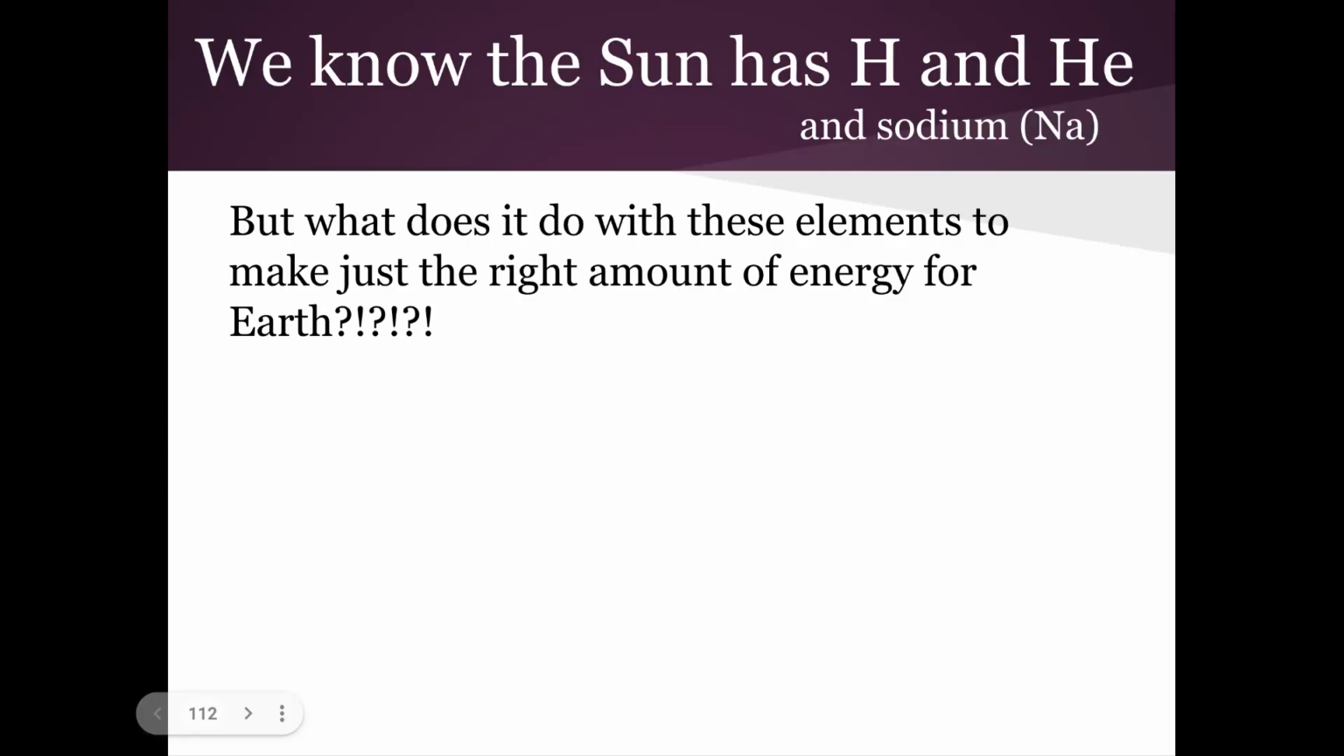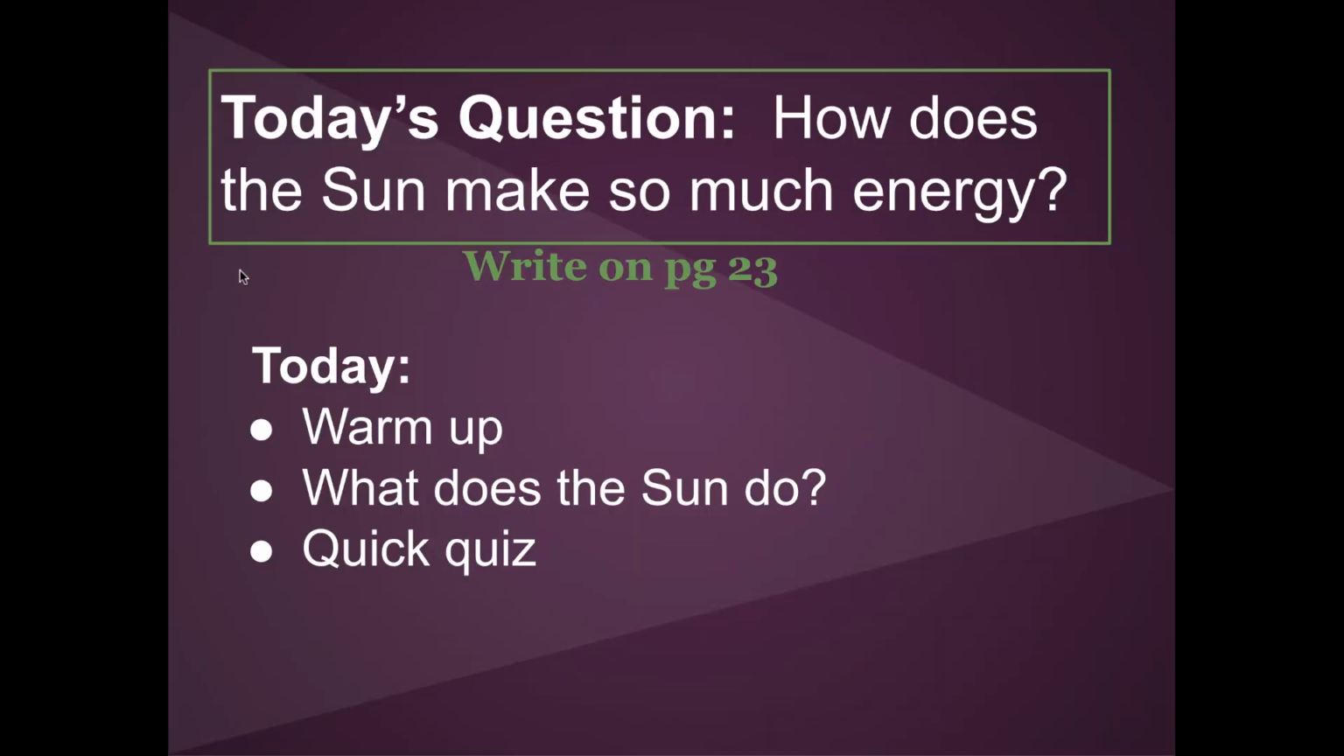Let's jump on in. So last class, we really solidified that our knowledge from the sun spectrum is that the sun has hydrogen and helium inside it, and sodium too, but not everybody talked about that, but it does. And the thing is, that's cool and all, but how does the sun actually make all this energy that comes to Earth? We know it's a lot of energy that comes to Earth. We know the sun makes even more energy than that every single second. And so we want to figure out, how does it make that energy? And so today's question is, how does the sun make so much energy?